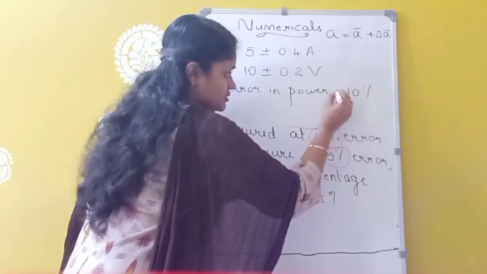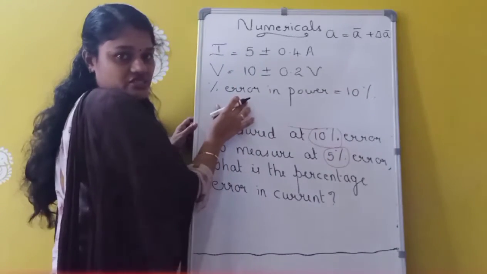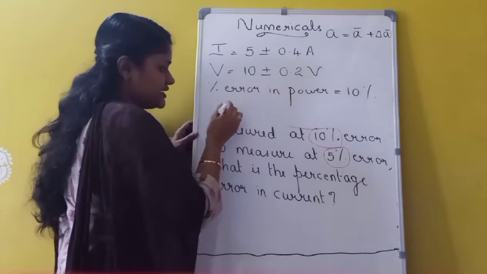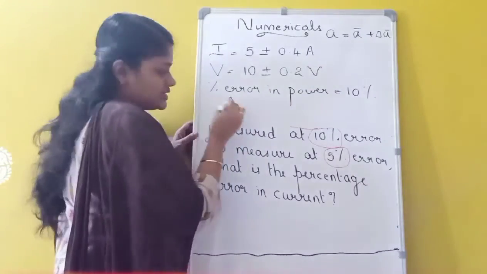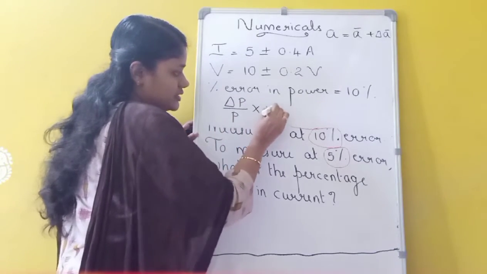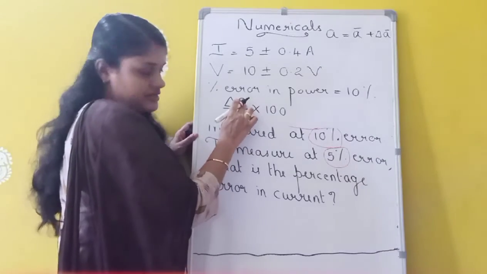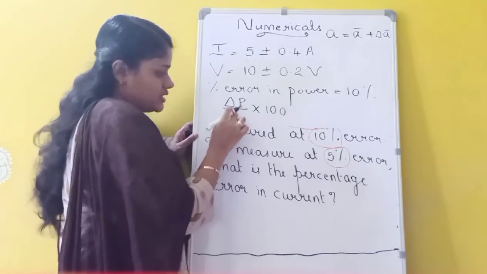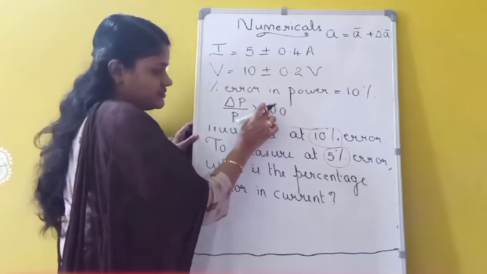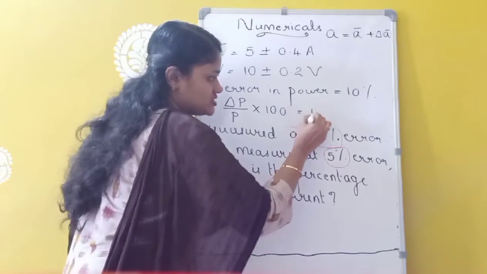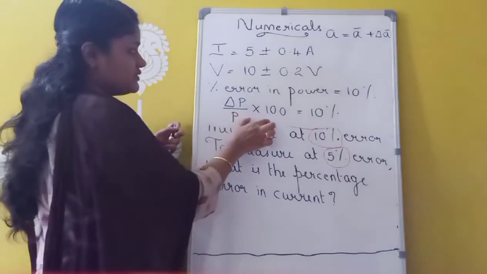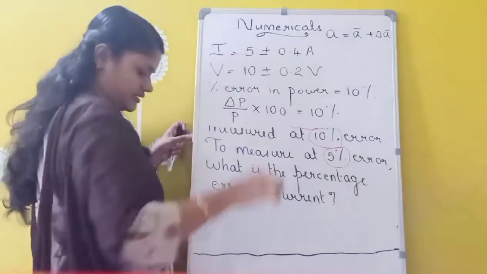So what is the formula for percentage error? Relative error into 100. So here percentage error in power, power symbol is P, so delta P by P into 100. Here delta P represents the absolute error divided by P, which represents the true value. This gives the relative error, and relative error into 100 gives the percentage error. That is given as 10% here. Now similarly we have to find the percentage error for current and voltage.